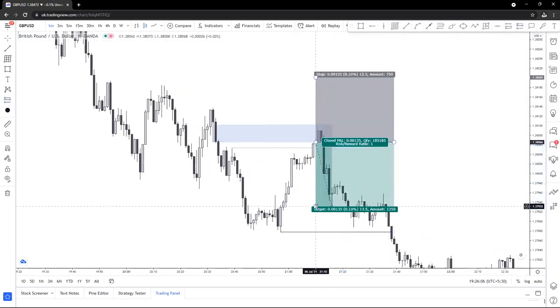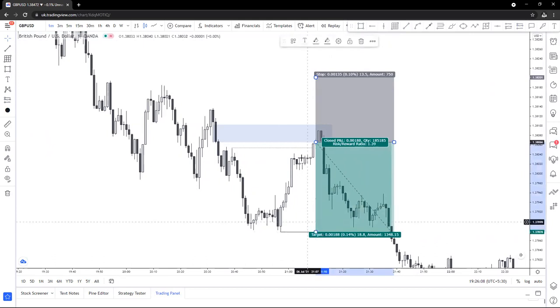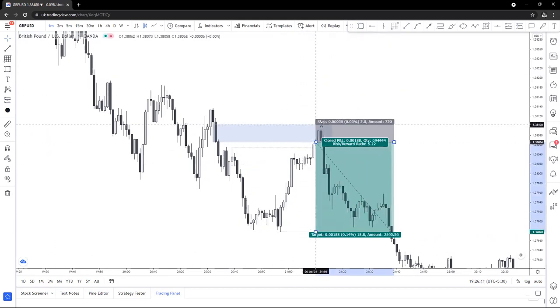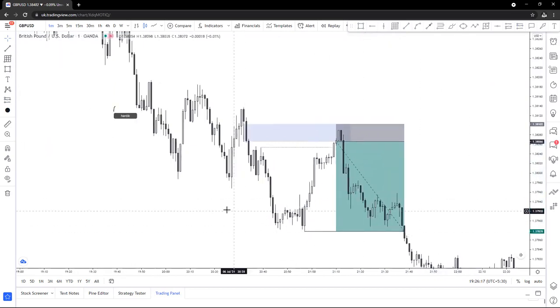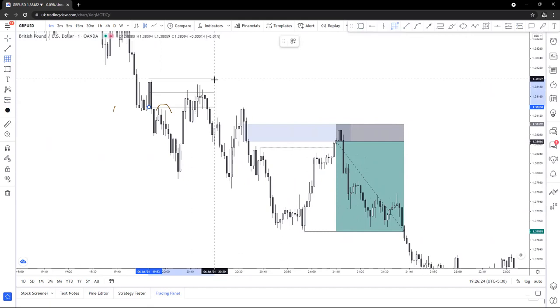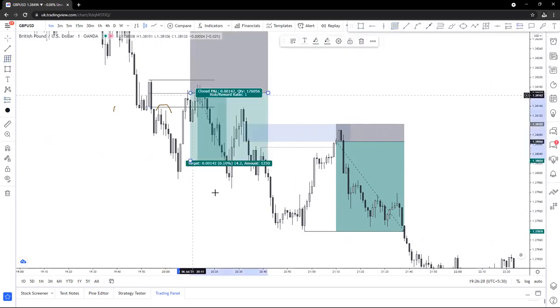That's why I told you it happens all the time. You see that? That's a 1 to 5, a quick 1 to 5. Here also we had inducement, and then 50% of this order block would have paid us a lot, right? Here. Because why?